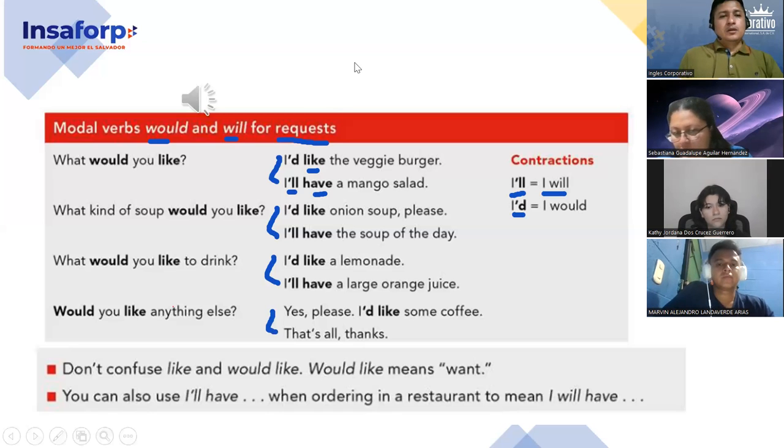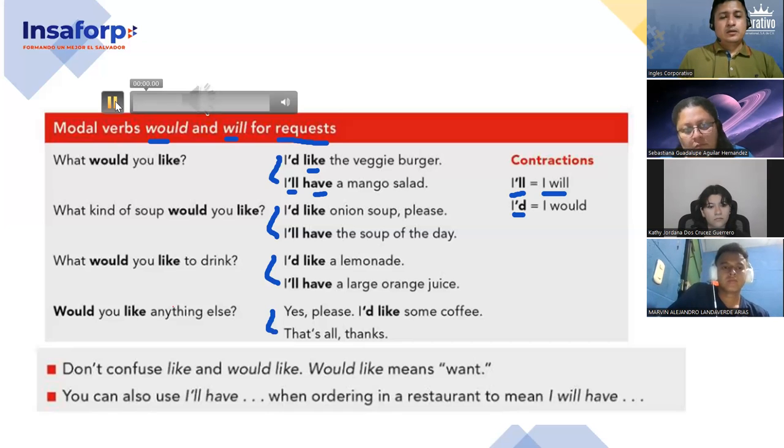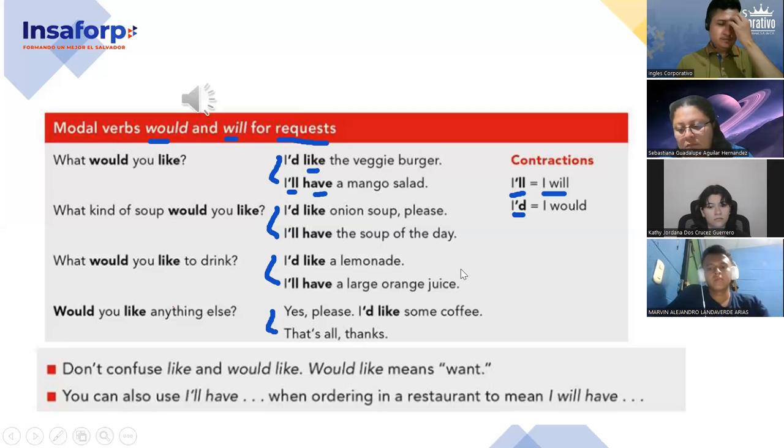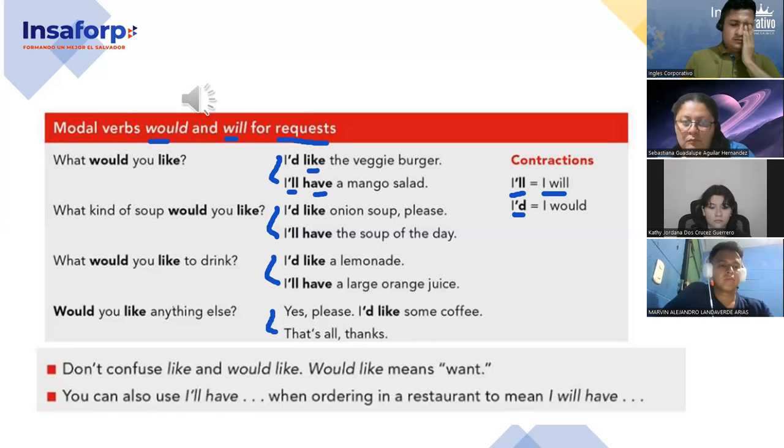Page 89. Exercise 7, grammar focus. Modal verbs would and will for requests. What would you like? I'd like the veggie burger. I'll have a mango salad. What kind of soup would you like? I'd like onion soup, please. I'll have the soup of the day.